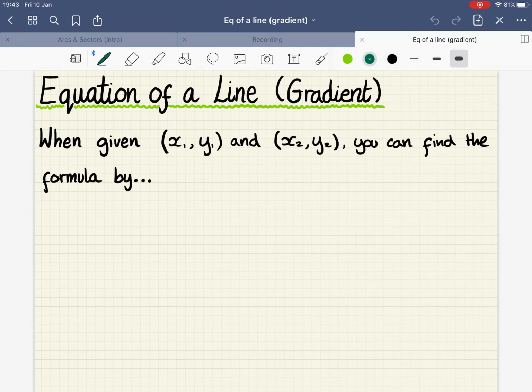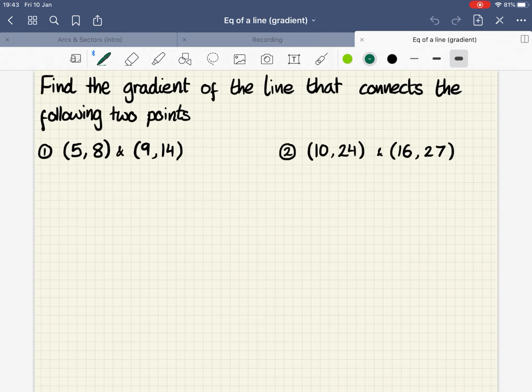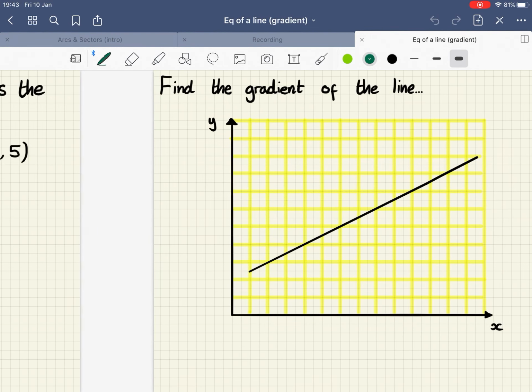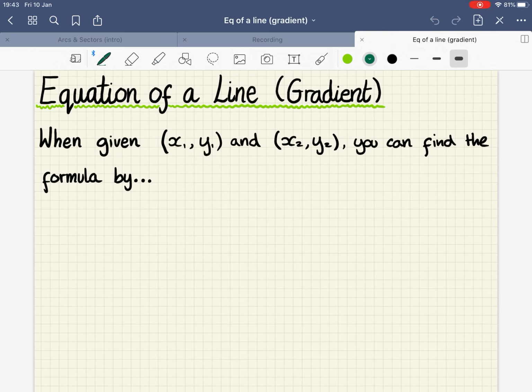Okay, so equation of a line. This episode we're just going to look at finding the gradient. I've got a few where we've got it just as coordinates, and then I do have an example when we are given a graph. So, to start off with, when given x1, y1, so our first x coordinate and our first y coordinate, and x2, y2, so our second x coordinate and our second y coordinate, you can find the gradient by, and the formula is m equals y2 minus y1 all over x2 minus x1.